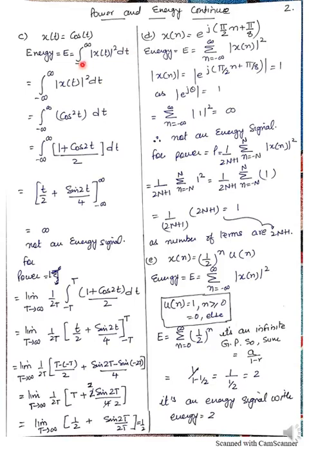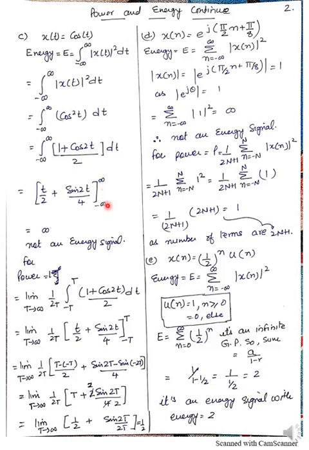So x(t), the question is x(t) equals cos of t. Again we are using the same formula, energy equals integral from minus infinity to infinity of mod of x(t) square dt. So what will be x(t) square here? It will be cos square t, which can be written as (1 plus cos 2t) divided by 2 using trigonometric identities. When we take the integration of this, it will be t by 2 plus sine 2t by 4.